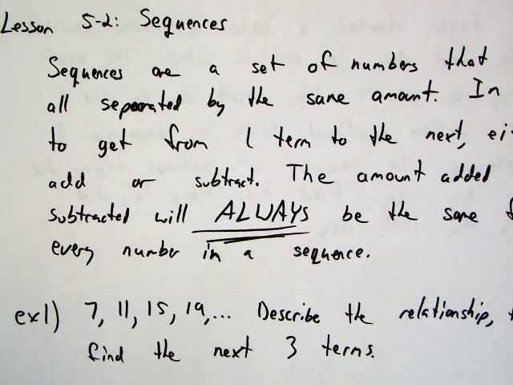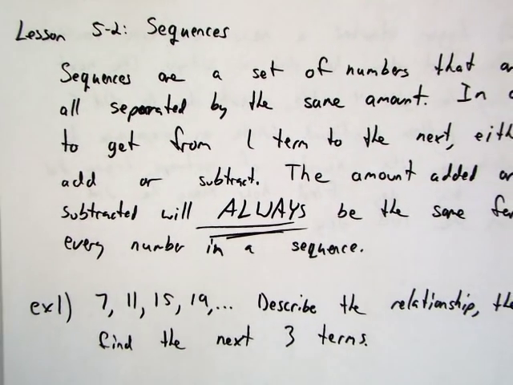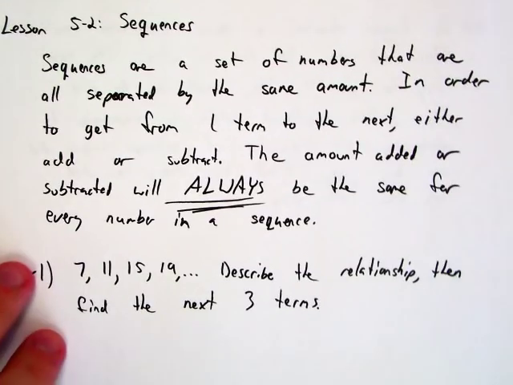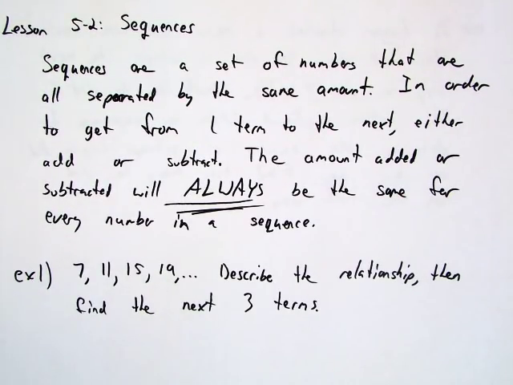All right, today we're going to be talking about Chapter 5, Lesson 2. This is called Sequences. So, sequences are a set of numbers that are all separated by the same amount. So, in order to get from one term to the next, we either have to add or subtract. And the amount that's going to be added or subtracted will always, every time, be the same throughout the entire sequence.